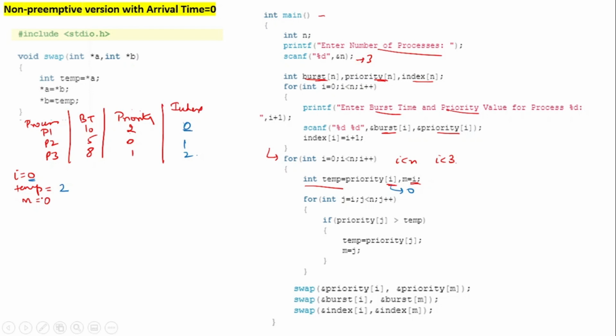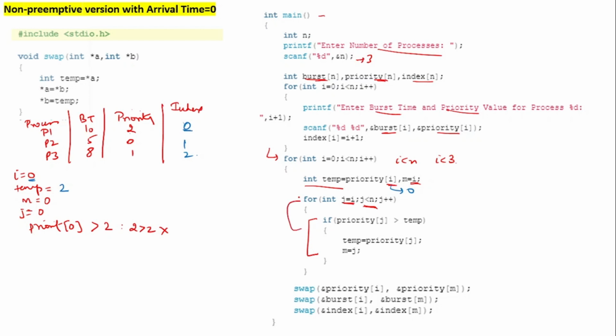Okay, now let's see the next step. The next step says to run another loop from j equal to i till j is less than n. So j is equal to i means j is equal to 0, and yes, 0 is less than 3. Now I check: this loop says if priority of j is greater than temp, that is greater than 2, then I set the value of temp equal to the priority of j. But in this case the priority of 0, which is 2, is not greater than 2. So this will not execute.